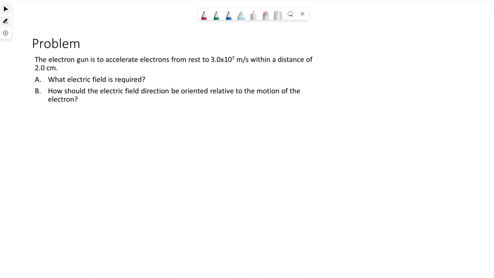We have an example problem here. The electron gun, okay, with a typo. So, electron gun is to accelerate electrons from rest to 3 × 10⁷ meters per second within a distance of 2 centimeters. So, two questions. A, what electric field is required? And B, how should the electric field direction be oriented relative to the motion of the electron?